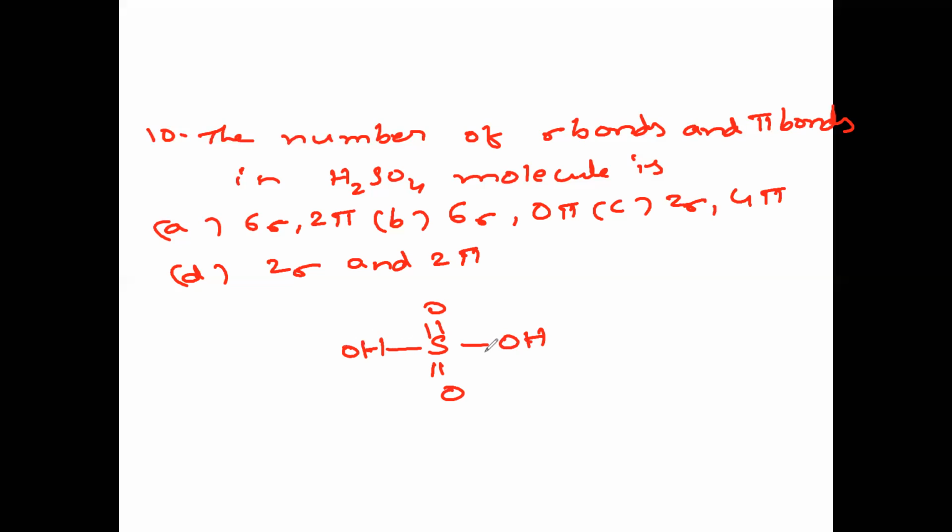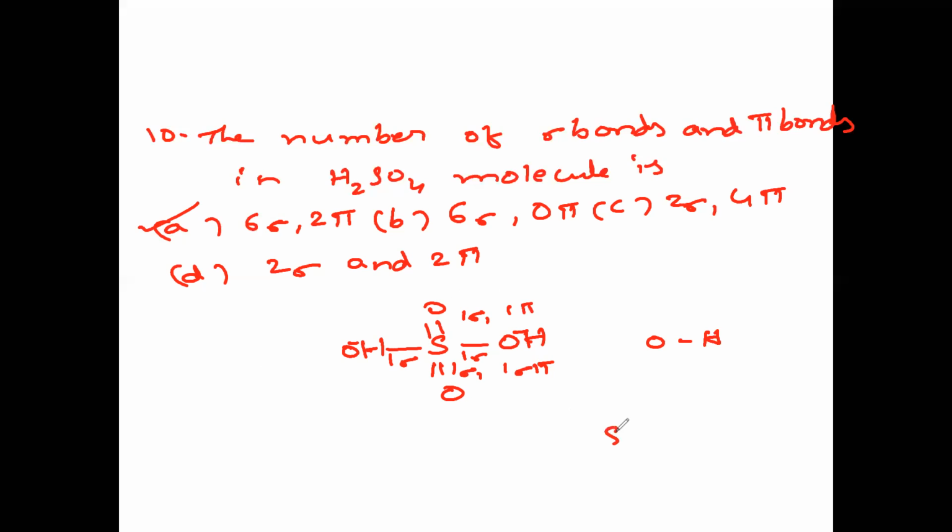So 1 sigma, 2 sigma, 3 sigma, 4 sigma. And here each OH is also linked with one hydrogen. For a double bond, we have 1 sigma bond and 1 pi bond, so 1 sigma and 1 pi twice. Then 1 sigma bond here, 1 sigma bond here, and for each OH also 1 sigma bond. So in total it is 6 sigma bonds and 2 pi bonds. So the answer is 6 sigma, 2 pi. I hope it is clear.